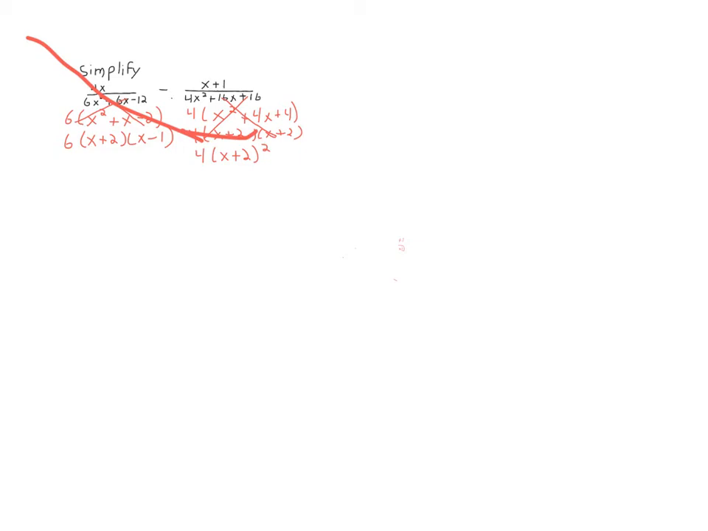Let's go back and find our least common denominators, our LCD. And the way I'm going to do this is I'm going to put each factor in its own column. Now I'm going to start with the numbers. On the left side I have a 6. The right side I have a 4. Column number 1.